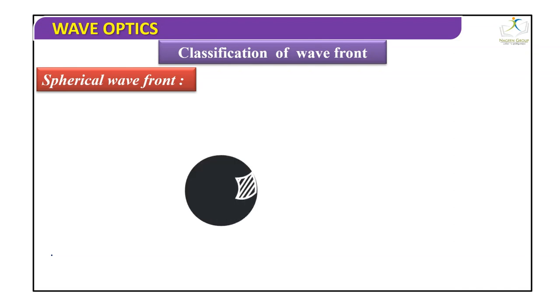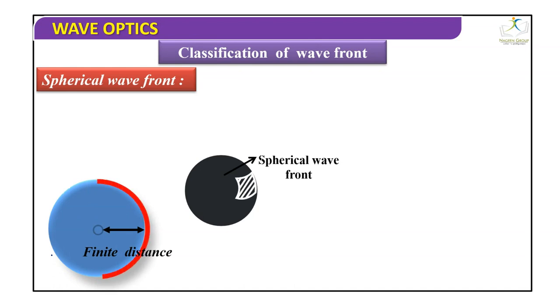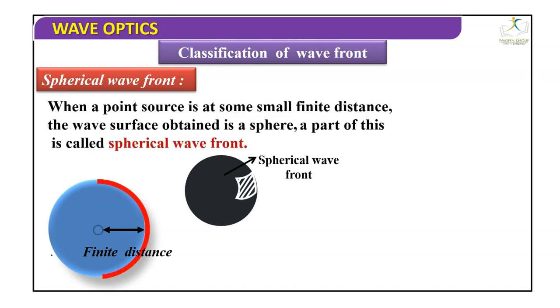Classification of the wavefront. First, spherical wavefront at a finite distance. When a point source is at some small finite distance, the wave surface obtained is a sphere, and that is called a spherical wavefront. This is a point source, and because of that, a spherical wavefront forms.